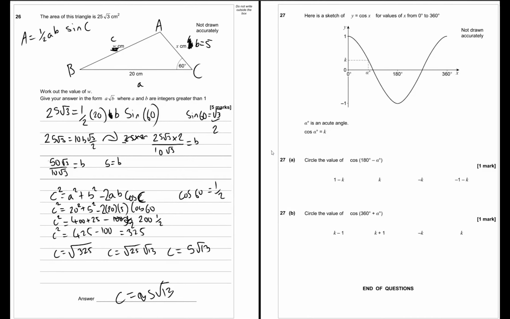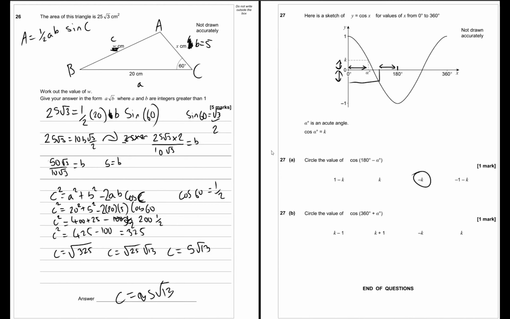Okay, last question. 27. Here is a sketch of y equals cos x for the values from 0 to 360 degrees, where a is an acute angle and cos of a equals k. Okay, circle the value of cos of 180 minus a. Okay, so this is a, your value of a. Okay, so we're going to do 180, which is here, minus a. And what is our value down here going to be? So if this is k, this is going to be negative k, isn't it? Okay, so you can just see that from the picture.